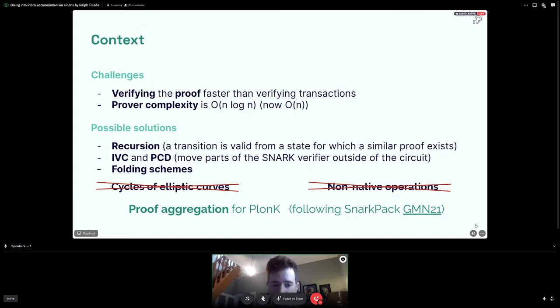But generally, these rely either on cycles of elliptic curves or non-native operations. So cycles of elliptic curves really restrict which curves we can use, and it is a bit problematic. Non-native operations, so this is actually simulating field operations of a bigger field on the field that we want to prove things, is very costly. It costs several orders of magnitude more than what we have, which is why here we decided not to work on recursion, IVC, or folding schemes, but proof aggregation. We followed the work of Gabizon, Maller and Al Snapback, but for Plonk.